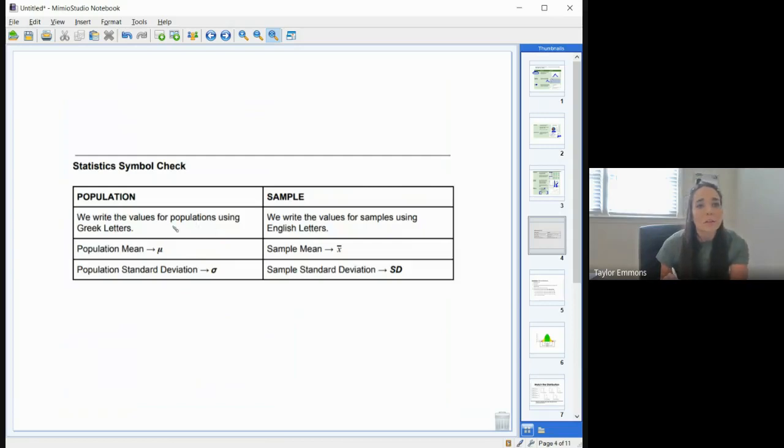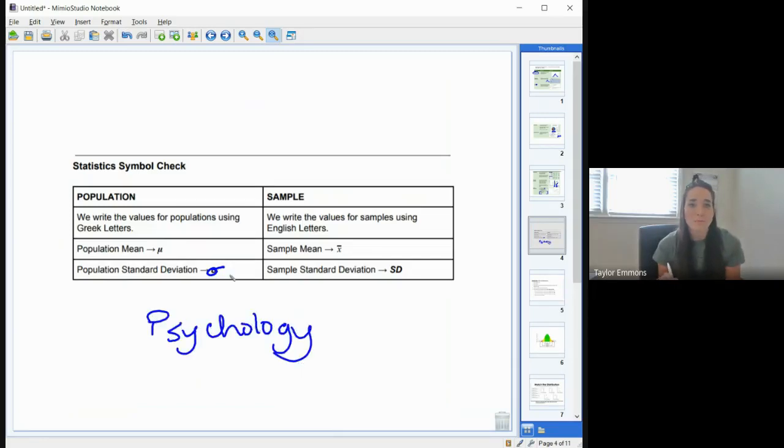These are the different symbols. So we write the values for population using Greek letters. So population mean is represented by this mu right here, this little M looking symbol. Sample mean is written out as X bar. Population standard deviation is represented by this little sigma. And sample standard deviation is SD. Okay, so those are a little bit different. And actually, if you take psychology, there is a difference between these two. So this is beneficial if you wanted to go into the psych realm. I know this also is beneficial when you do experiments and stuff like that in biology.